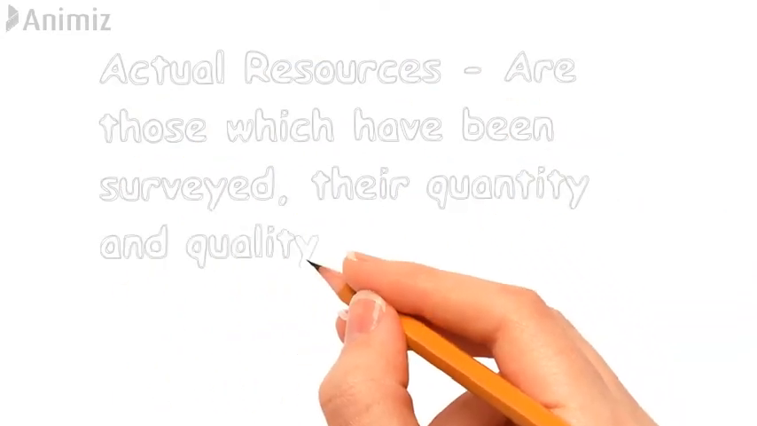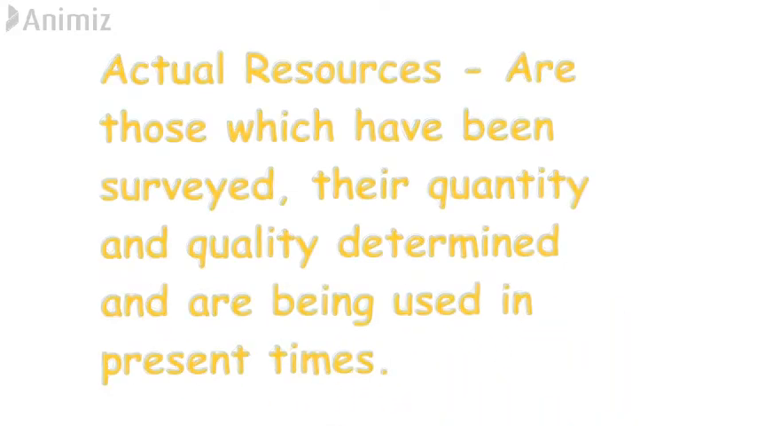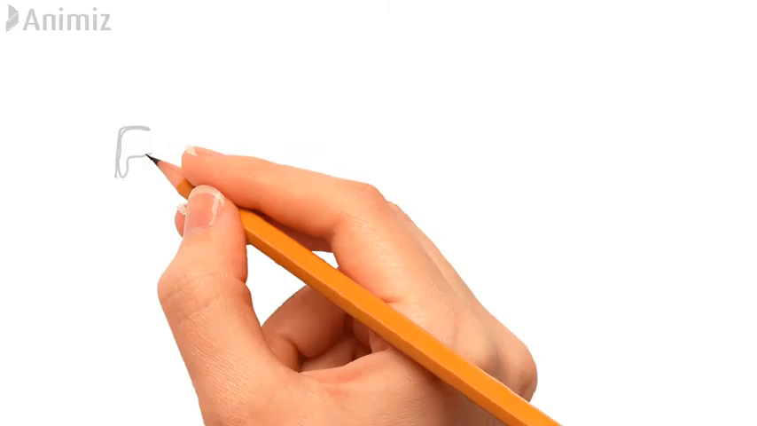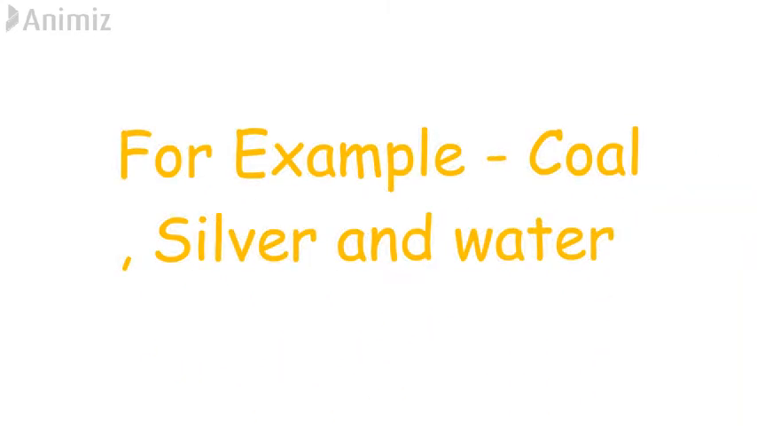Actual resources are those whose quantity and quality have been determined and which are being used in the present time. Actual resources are basically the resources which we use in the present time, and we know the quantity and the quality of that resource. Some examples of actual resources are coal, silver, and water.